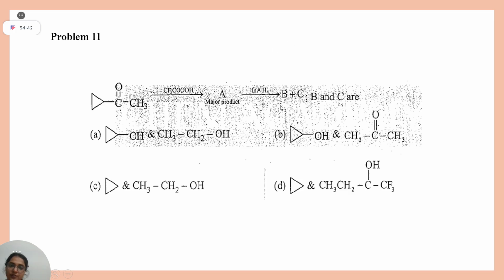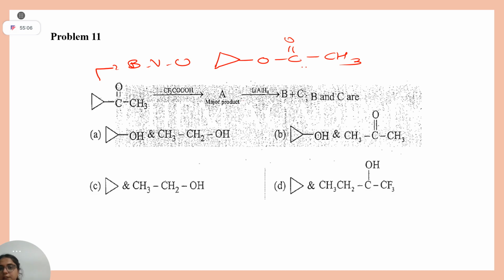And after that reduction. So first is again your Baeyer-Villiger oxidation, and next is your reduction. Now question comes, do you know the migratory aptitude order? For that you have to see my last week's lecture. And if you look at that, you will get that oxygen will insert here only. LiAlH4 for reduction reduces both. You will be getting cyclopropanol as well as ethanol.